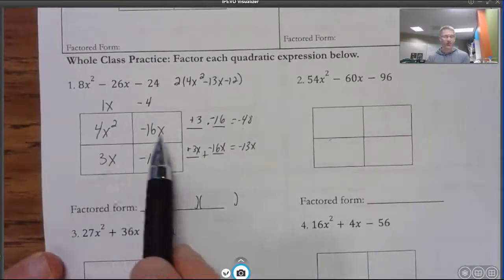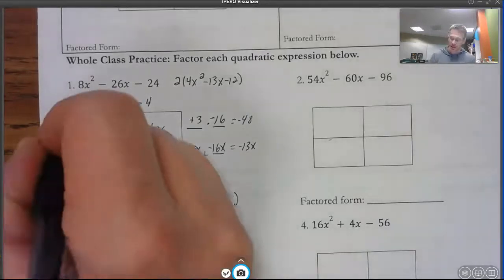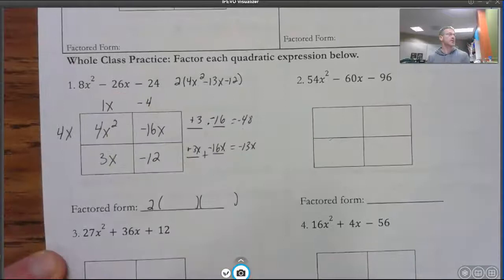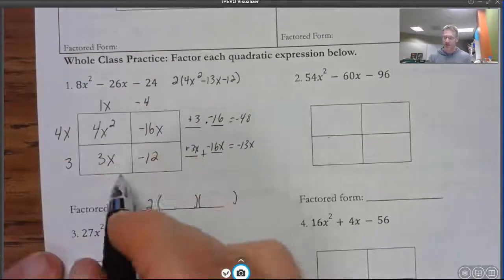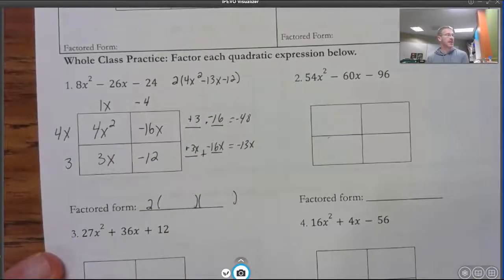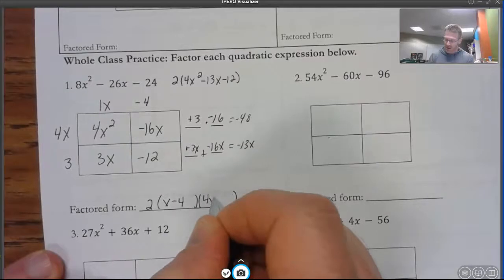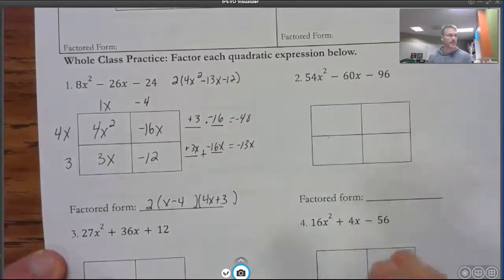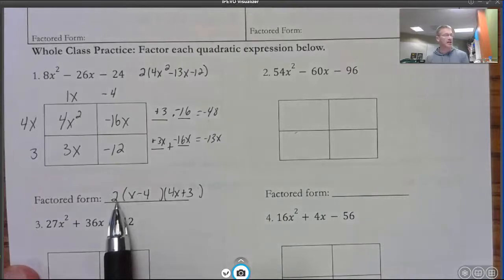When I look in my first row here, the biggest number that goes into 4 and 16 is 4, and they both have 1x in common. The biggest number that goes into 3 and 12 is 3, and they don't have an x in common, so then that would be my factored form. So this would just be x minus 4 times 4x plus 3. And then once again, whatever that GCF is, we want to drop that down and use that.